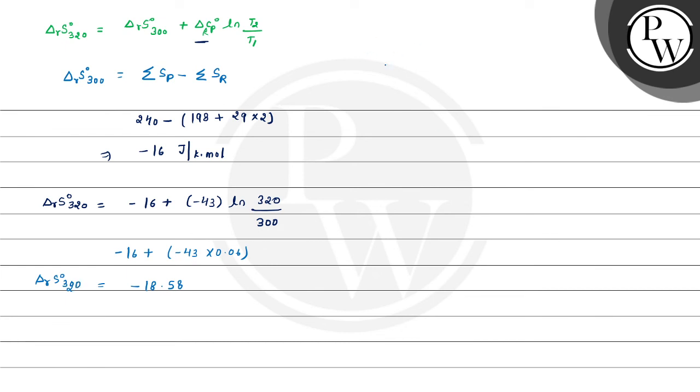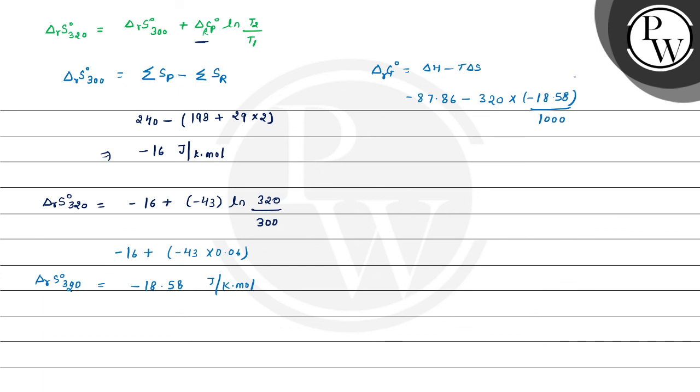Now we can calculate the value of del G. So del G at 320 Kelvin equals del H minus T del S. Now the data are all at 320 Kelvin, so we can substitute easily. So del H is minus 87.86 minus temperature 320 multiplied by del S, which is minus 18.58. Now del S is in joule per Kelvin per mole and enthalpy is in kilojoule per mole, so we will convert this by dividing by 1000.